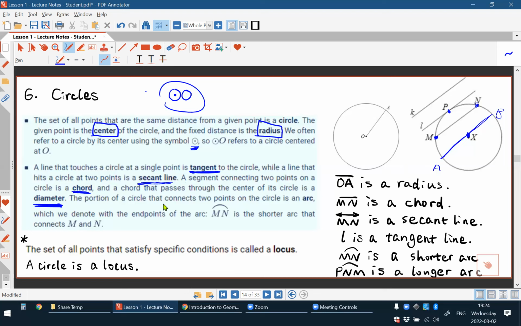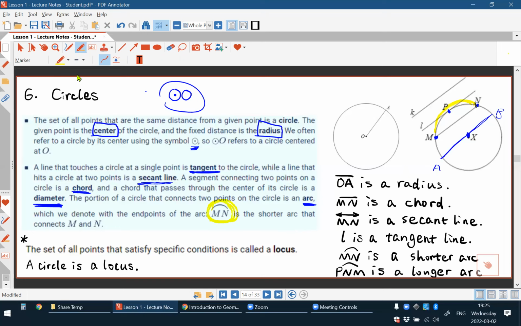The portion of a circle that connects 2 points on the circle is called an arc. So there are a lot of concepts, right? For example, if we want to denote this shorter arc, there is a shorter arc MN, right? If we want to denote a shorter arc, we can use 2 letters, just like this. This is arc MN. MN is a shorter arc.